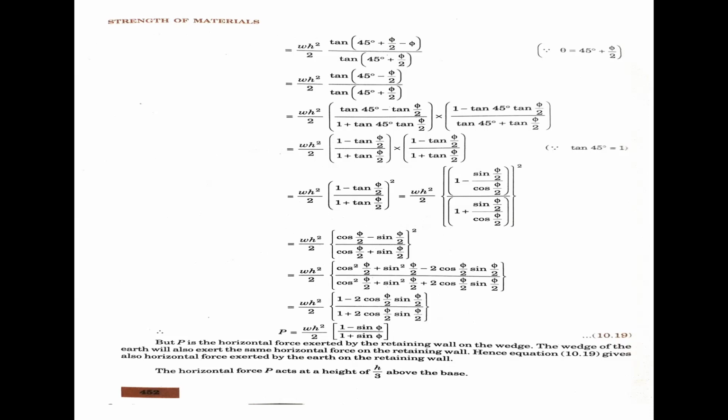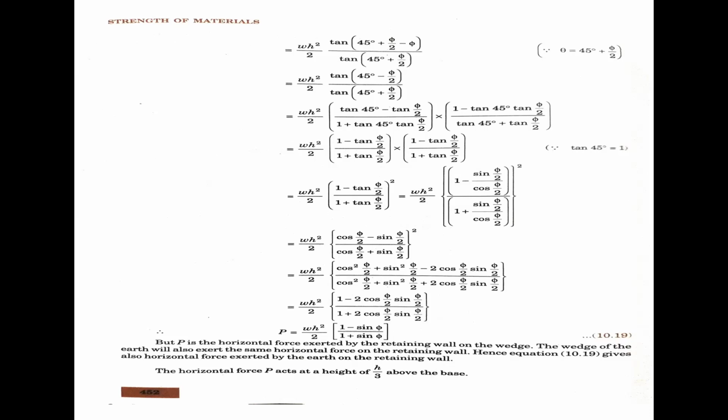The (a plus b) whole square and (a minus b) whole square formulas: a square plus b square plus 2ab. Now I have to write it by substituting the formula. WH square by 2, 1 minus 2 cos pi by 2 sin pi by 2 divided by 1 plus 2 cos pi by 2 sin pi by 2.